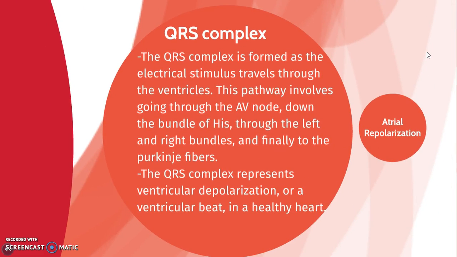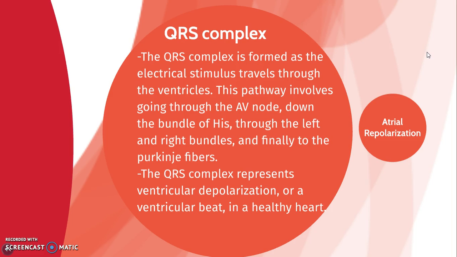The QRS complex is formed as the electrical stimulus travels through the ventricles. This pathway involves going through the AV node, down the bundle of His, through the left and right bundle branches, and finally to the Purkinje fibers. In other words, the QRS complex represents ventricular depolarization, or a ventricular beat in the healthy heart.